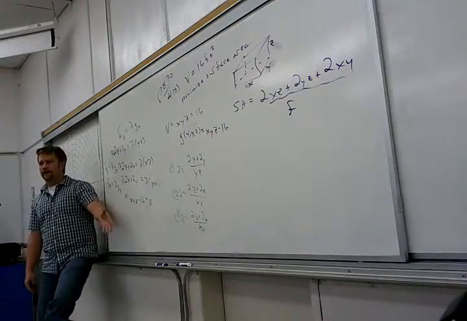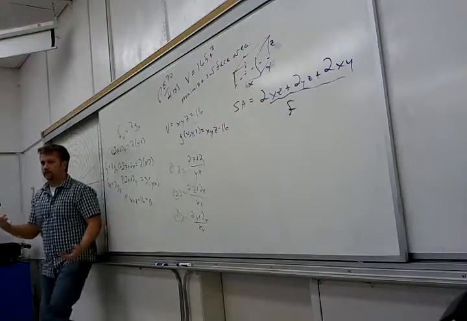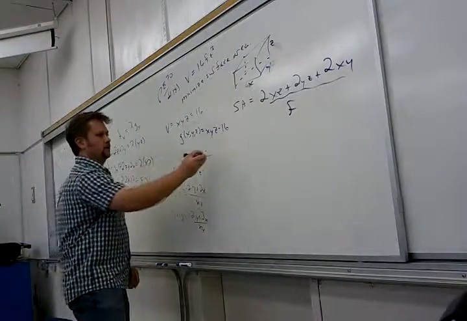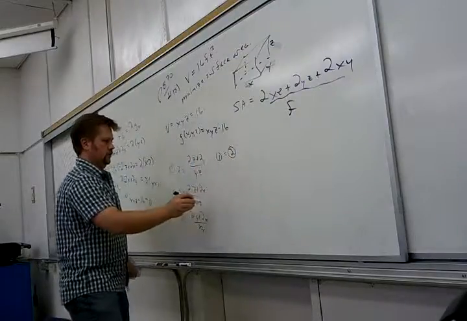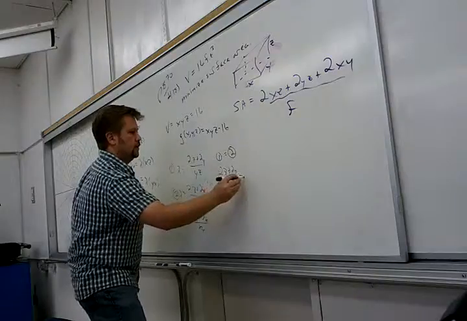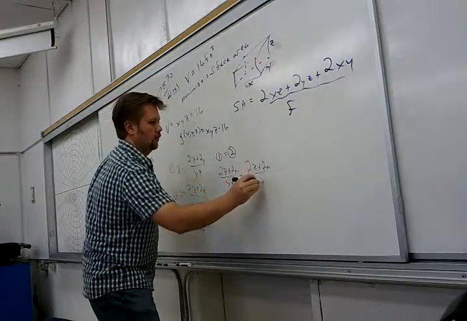Since these are all equal to lambda, I can take any two and set them equal to each other and see if I get anything that looks remotely useful. So if I set 1 and 2 equal to each other, 2z plus 2y over yz equals 2z plus 2x over xz.